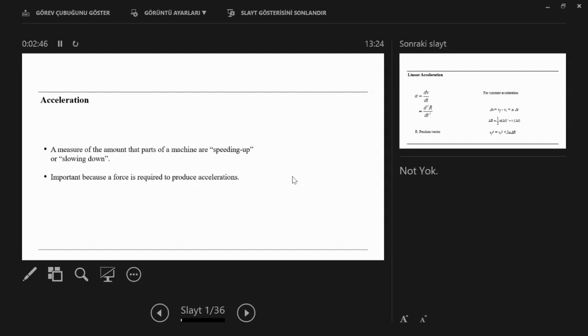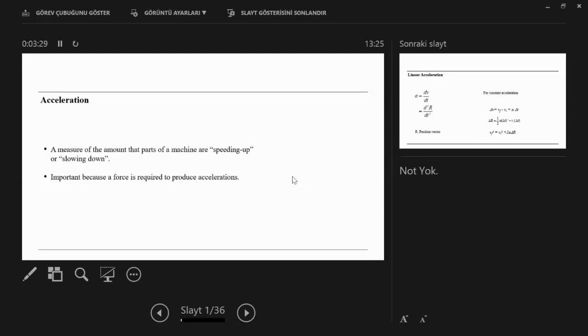Acceleration is the measure of the amount that parts of a machine are speeding up or slowing down. Each machine we use in an industrial environment always has a speed up and speed down. That means the speed is changing. Since speed is changing, we face acceleration. If the speed is changing with time, delta v over delta t is the acceleration, and we have it in the machine.